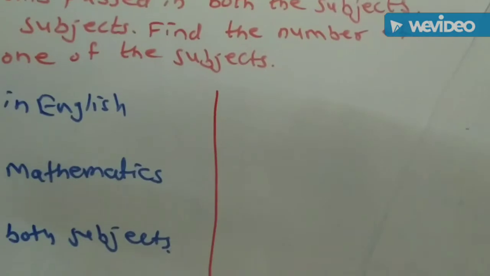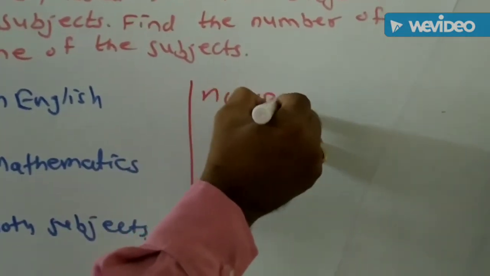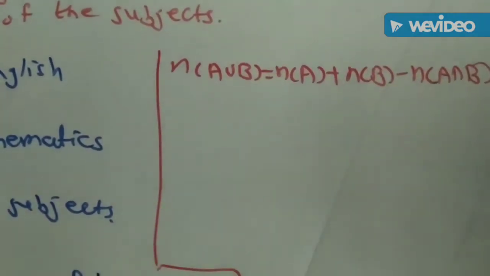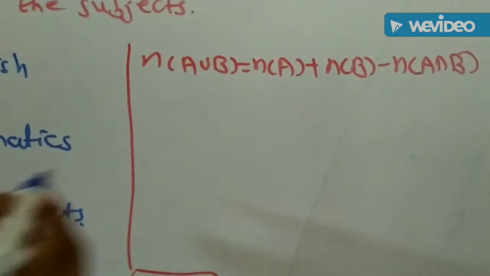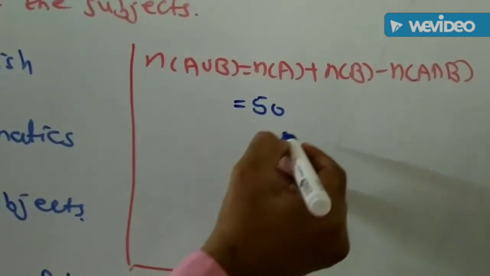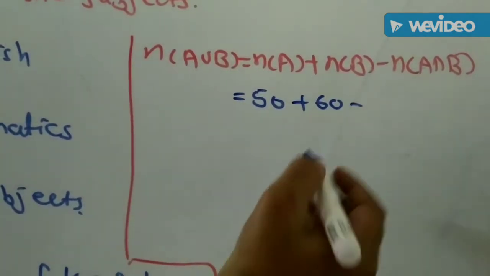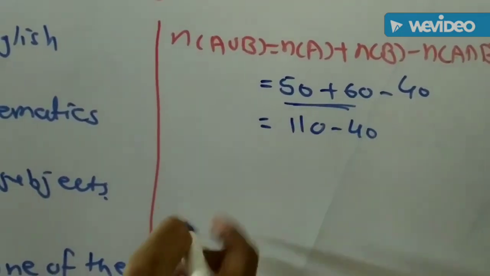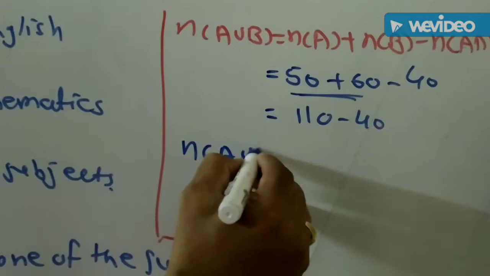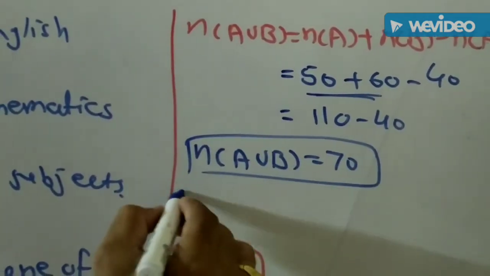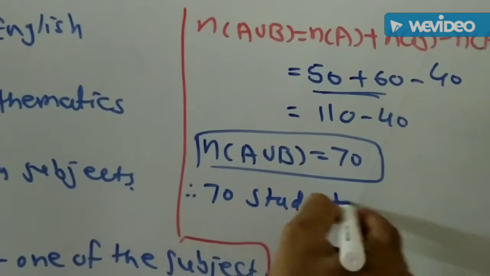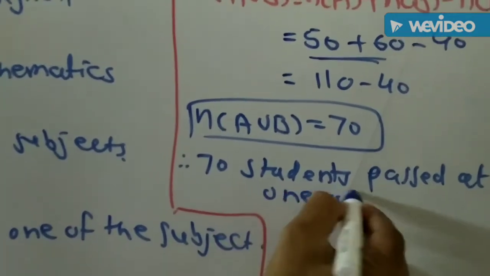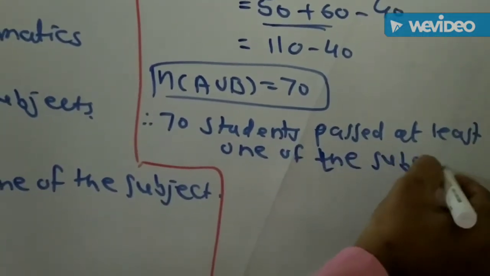For that, we use the relation n(A union B) = n(A) + n(B) minus n(A intersection B). Now putting the values, n(A) is given as 50, n(B) is given as 60, and n(A intersection B) is given as 40. Addition of this is 110, minus 40, n(A union B) is equal to 70. Therefore 70 students passed at least one of the subjects, which is what we had to find.